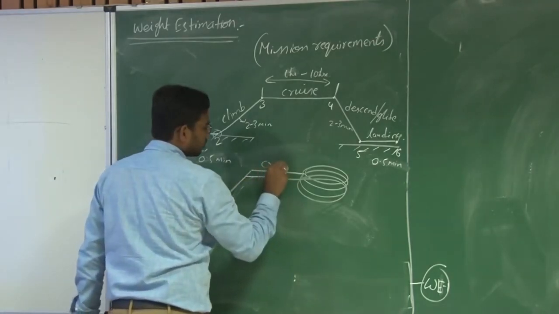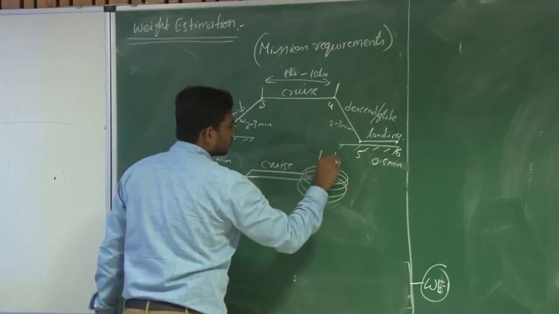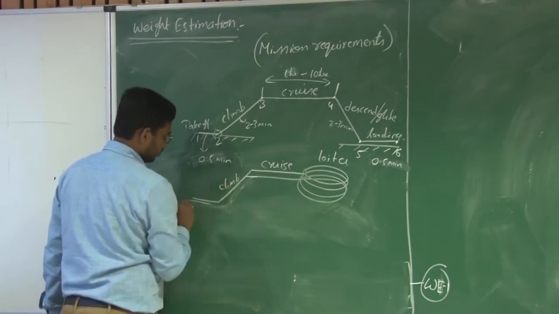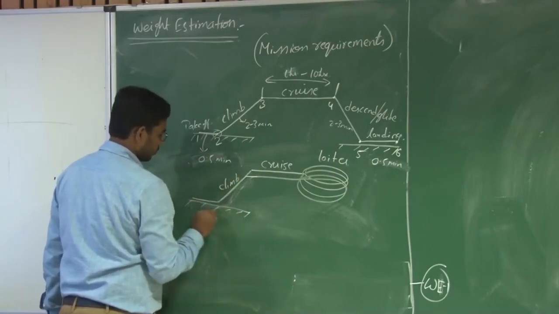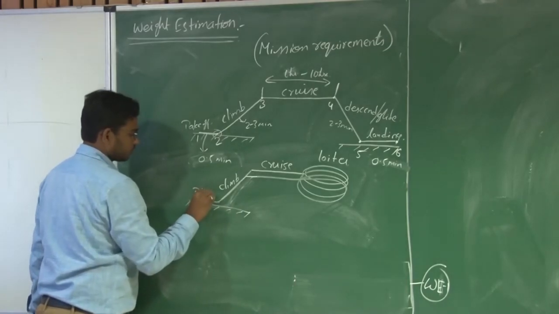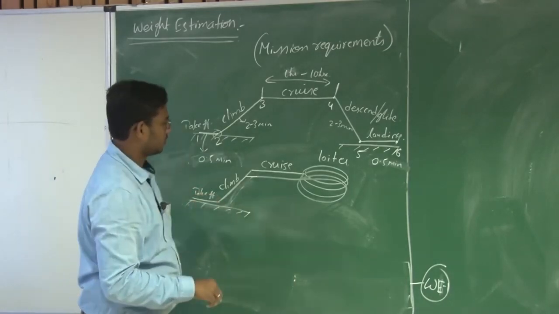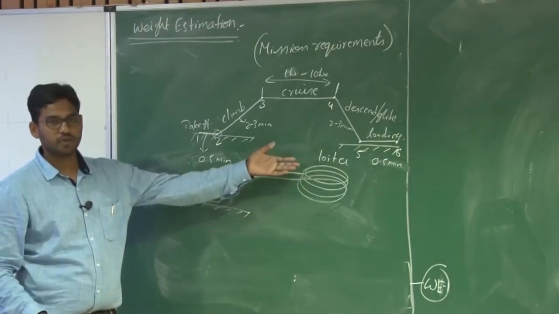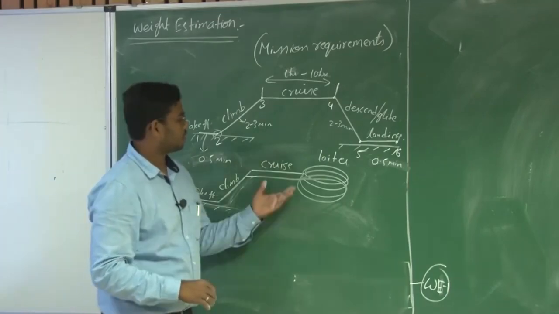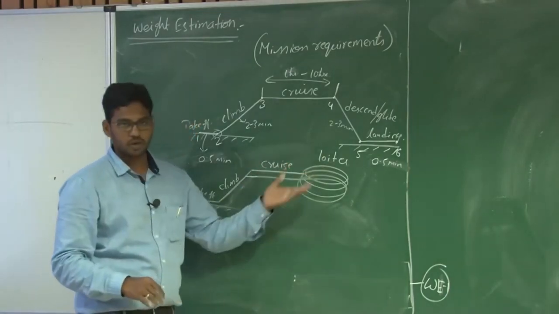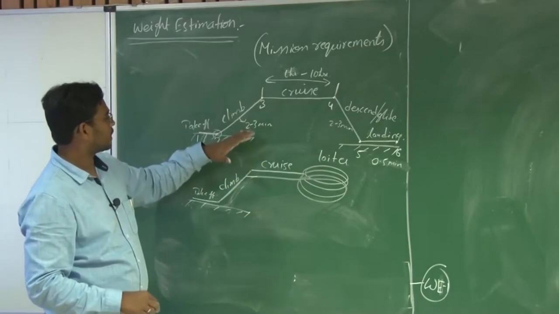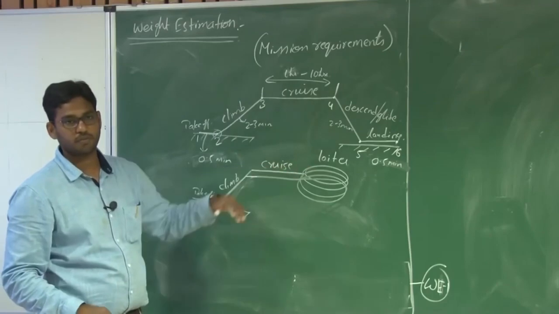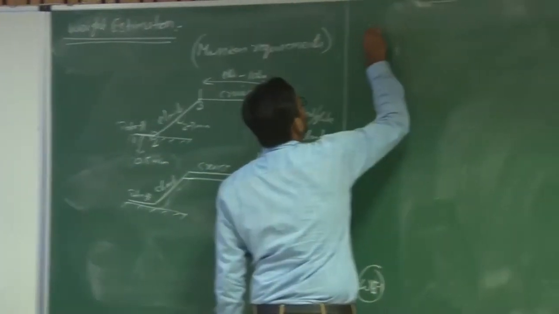So cruise, loiter, climb, takeoff. The major time of this mission is spent performing cruise and loiter, right? So we need to figure out the fuel loads for this cruise and loiter. At the same time, let us also look from the historical database at what the fuel ratios are for various mission segments, right?